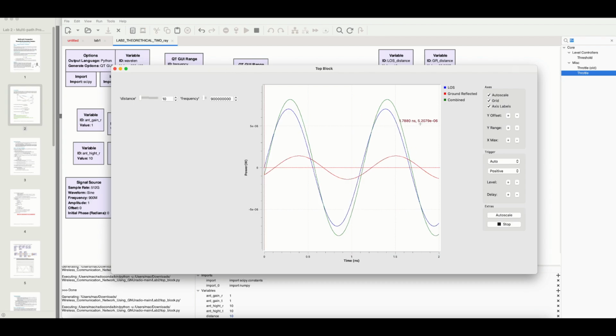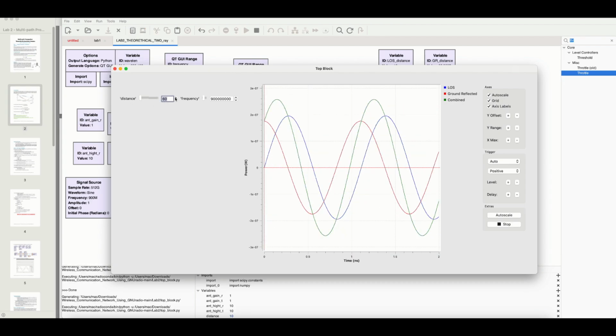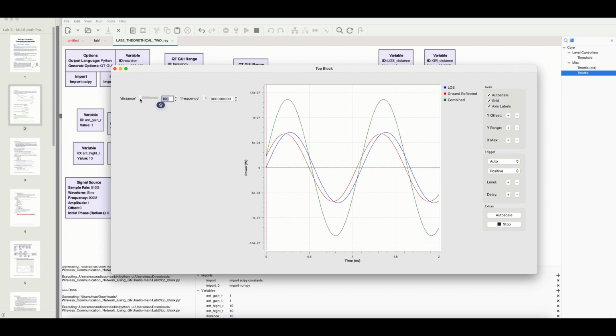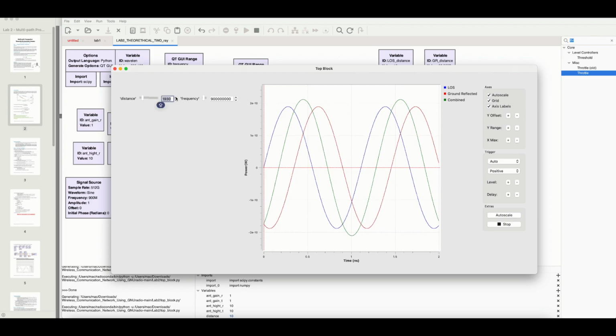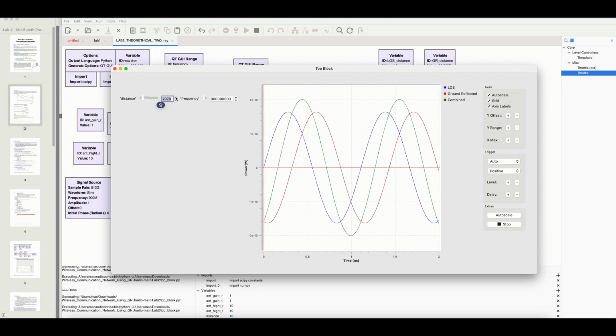So now let's quickly look at it. Let's run this simulation. Let's increase our frequency a little bit. So here we go. Now these signals start coming together, and this is going to be an addition of these two signals in green. Let's see.